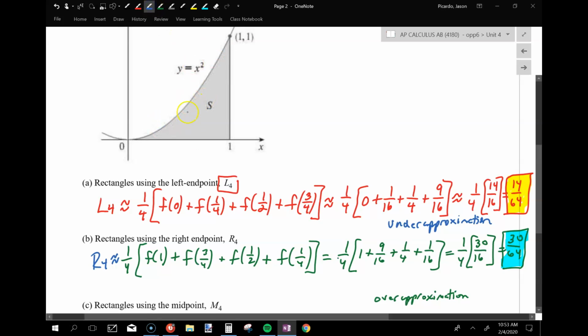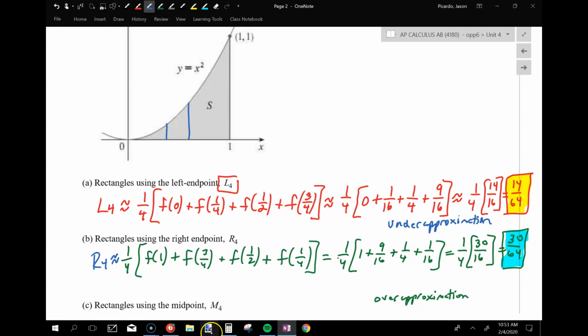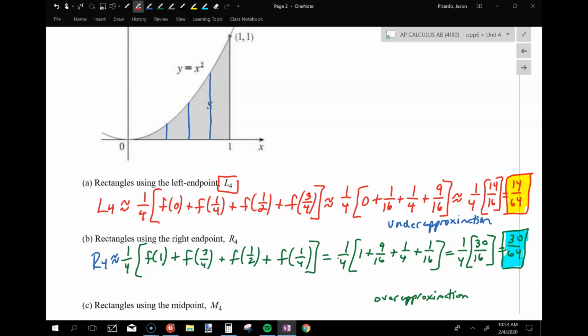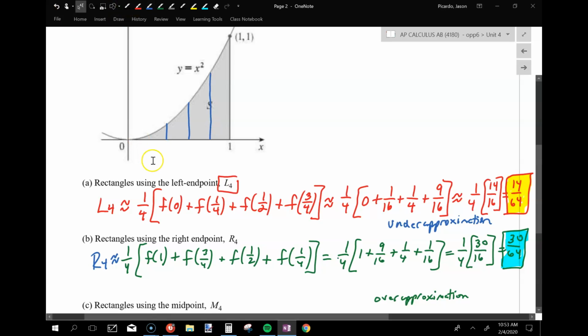So they said, okay, well, since the area of the rectangle is this times the height, let's start in the middle, because that should be a better approximation than left or right.